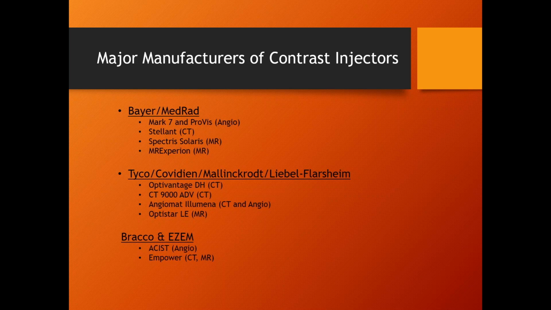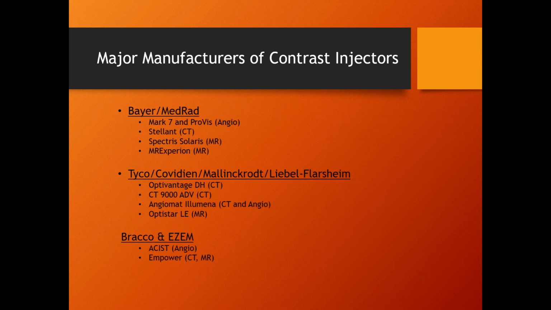When it comes to the manufacturers of contrast injectors, there's three big dogs, and they're very much in a pecking order. First one, the biggest one by far, is Medrad, Bayer Medrad. Probably 90% of all contrast injectors on the planet are made by Bayer Medrad. They were Medrad forever, and then about 10 years ago Bayer bought them out, but everybody still refers to them as Medrad injectors. They'll make your most common types: the Mark 7s and the Provises. They'll make Stellants. They make the Spectra Solaris and the MR Experience. So they're by far the biggest ones.